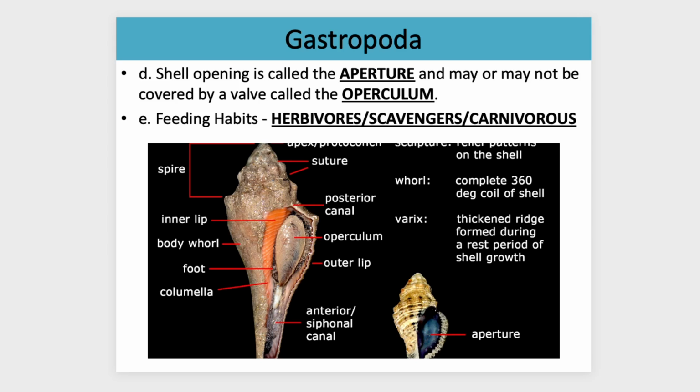For the Gastropoda, the shell opening is called the aperture. Think about a camera. Cameras have an aperture that opens up to let light in. And the opening of the shell is also called the aperture. It may or may not be covered, and if it is, that valve that covers the aperture is called the operculum. As far as how they eat, you'll see herbivores, scavenging, and carnivorous behavior in these gastropods.